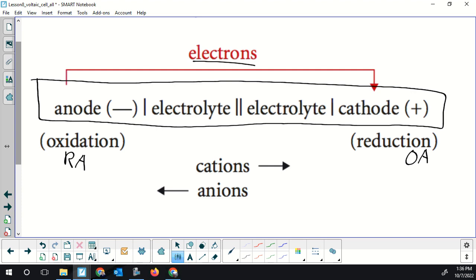The cation movement is always towards the cathode. The anion movement is always towards the anode. To remember these, I just remember consonant to consonant. Cations move to cathode. Anions move towards the anode. That's how I keep it straight. I never forget the C to C and the A to A.